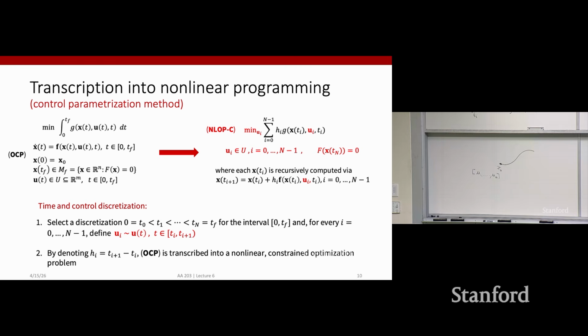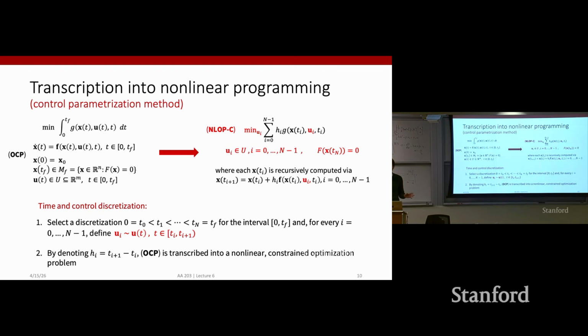But apart from that, everything else stays the same. We're again assuming a Euler discretization of time. We use Euler integration to basically integrate our dynamics, with this only distinction that now the controls are the only optimization variables.